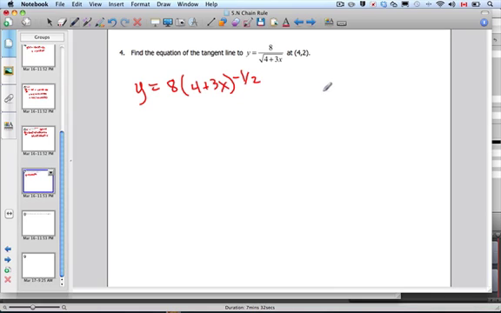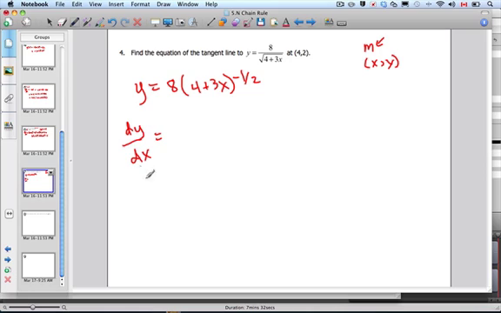The more you do it, the more practice you have. Doing these little small changes makes it way easier. Getting rid of roots, or surds, however you like to call them, and making them into exponents is always a good call when you're dealing with derivatives as well. So if we're going to write an equation, the two things we need are a slope and a point. We have the point, but now we need the slope of the tangent line.